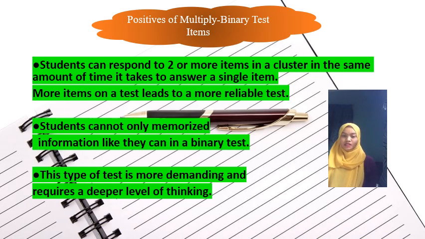Now I will explain the positives of multiple binary choice items. We have three positives. First, students can respond to two or more items in a cluster in the same amount of time it takes to answer a single item. More items on a test lead to a more reliable test. Second, students cannot simply memorize information like they can in a binary test. And third, this type of test is more demanding and requires a deeper level of thinking.